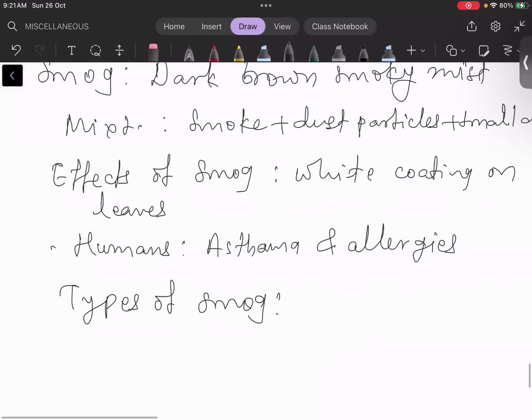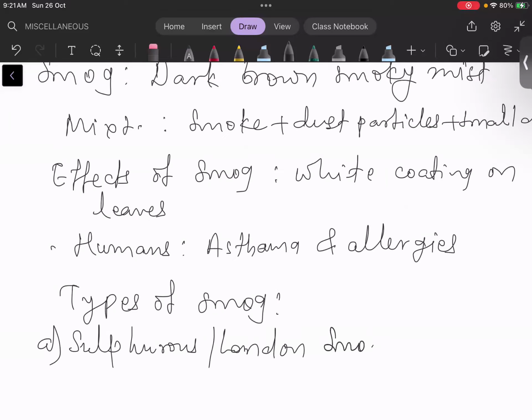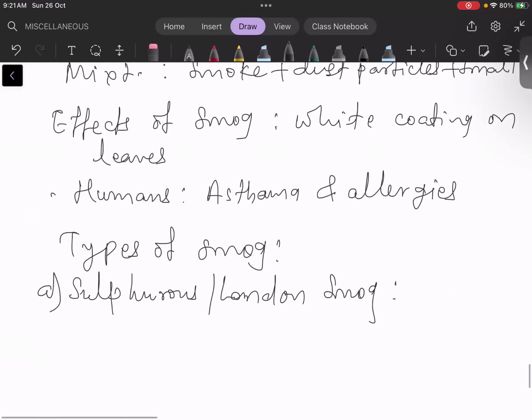First, sulfurous smog, also called London smog, since it developed in London, right? Sulfurous smog results from a higher concentration of sulfur oxides in the air, and it is caused by the use of sulfur.